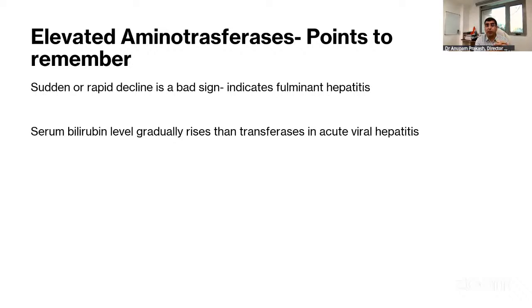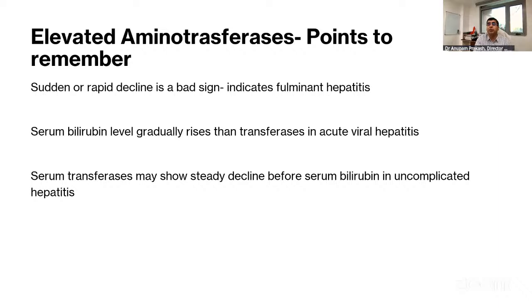Now we should all understand that transaminases or transferases will increase first and bilirubin lags a little. So serum bilirubin level gradually rises compared to transferases in acute viral hepatitis. And similarly in the recovery phase, transaminases or transferases will revert back earlier, indicating recovery, and bilirubin may lag behind. So this is important. Rather than panicking, we need to be more aware about such patients. I think I have mentioned, yes, serum transferases may show steady decline before serum bilirubin in uncomplicated hepatitis.